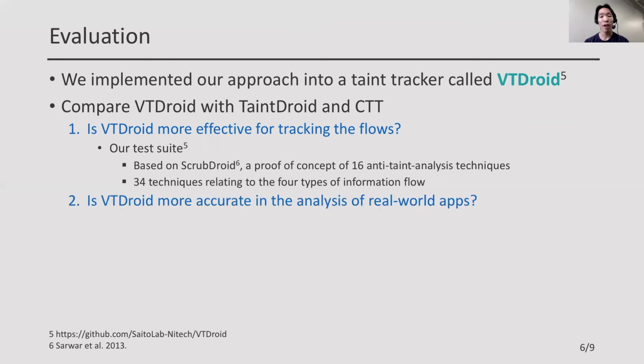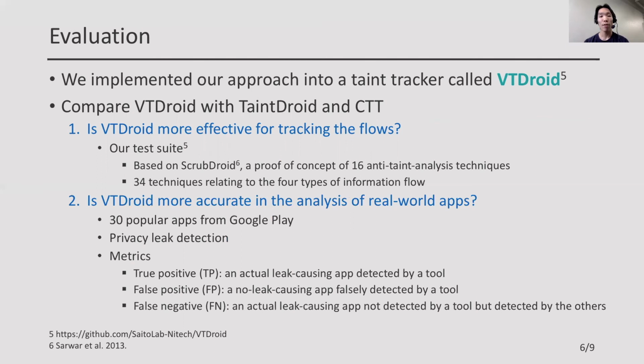Next, we investigated whether VTDroid is more accurate in the analysis of real-world apps. The 3 tools analyzed 30 popular apps from Google Play in the context of privacy leak detection. I explained the metrics used. True positive means an actual leak-causing app detected by a tool. False positive means a no leak-causing app falsely detected by a tool. And false negative means an actual leak-causing app not detected by a tool, but detected by the others.